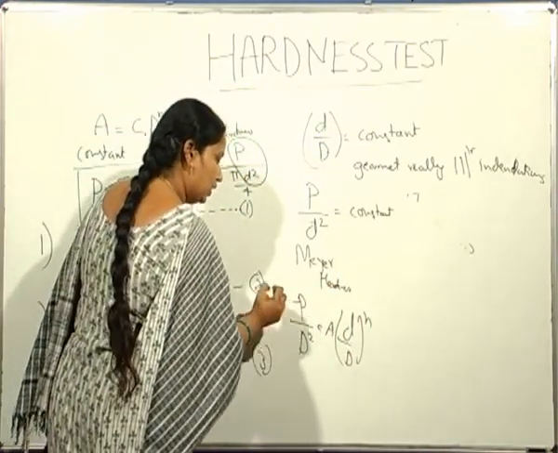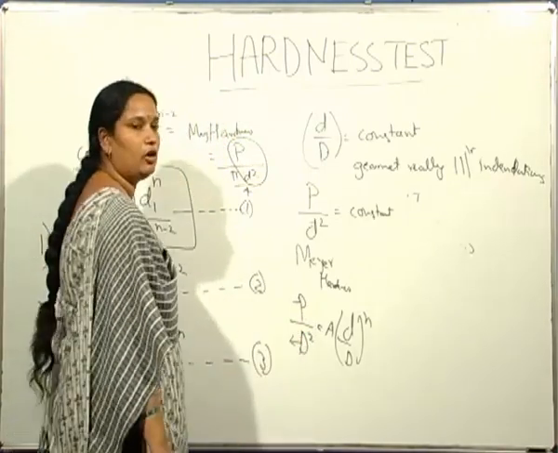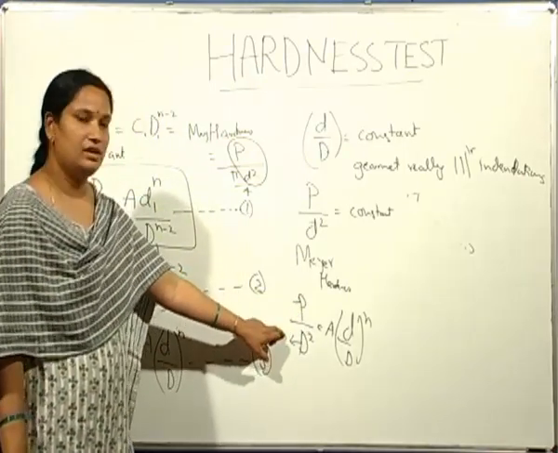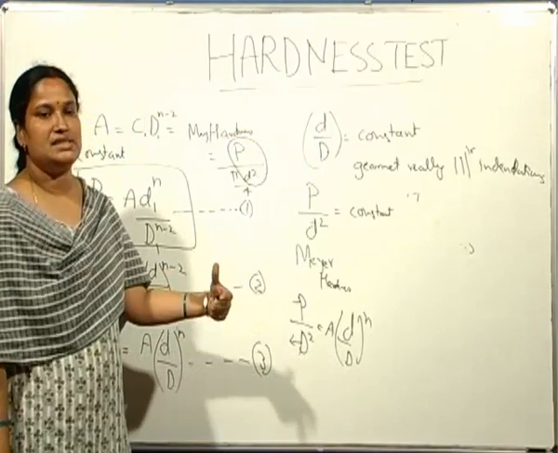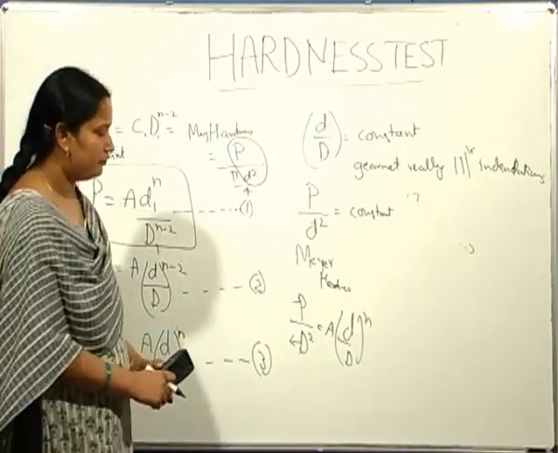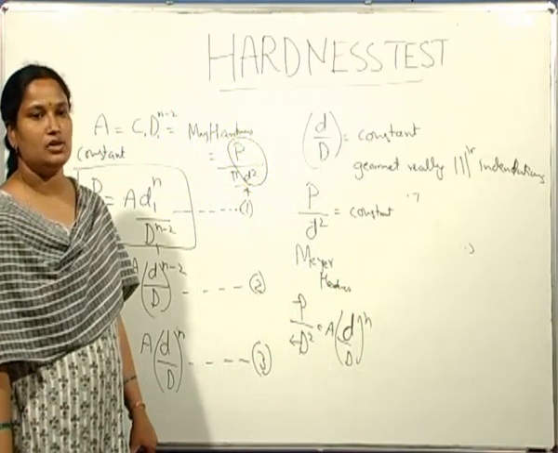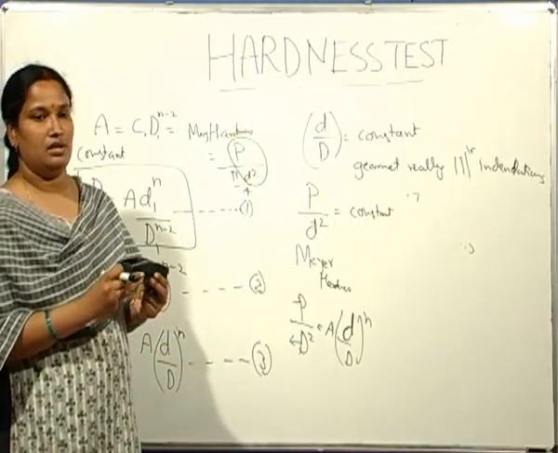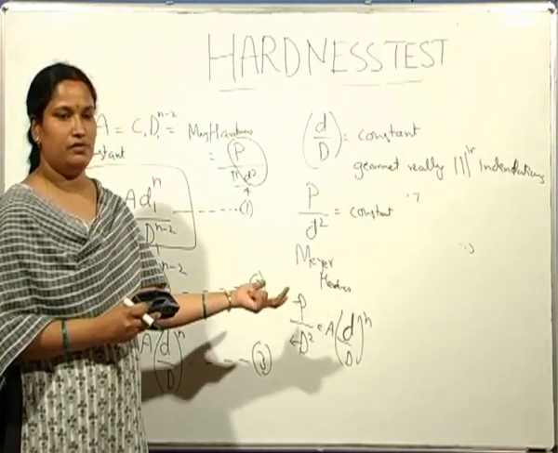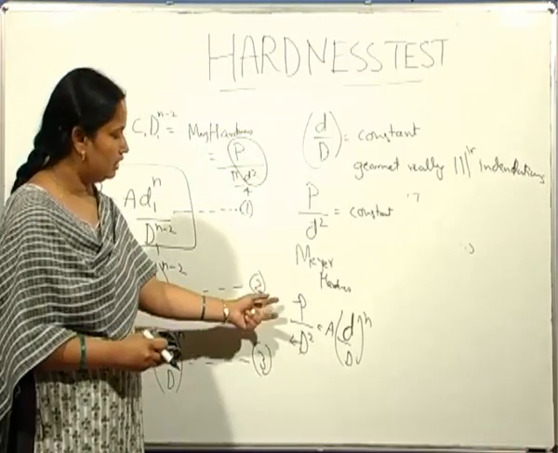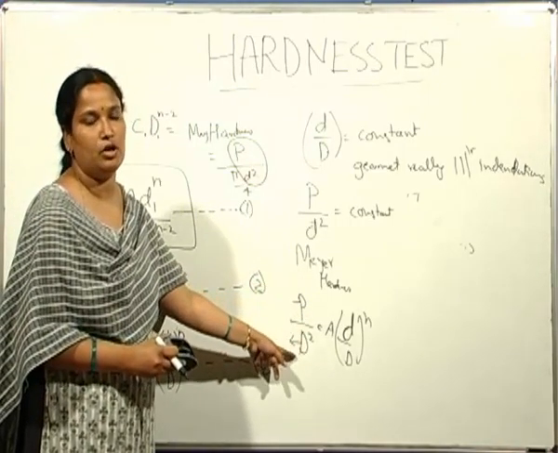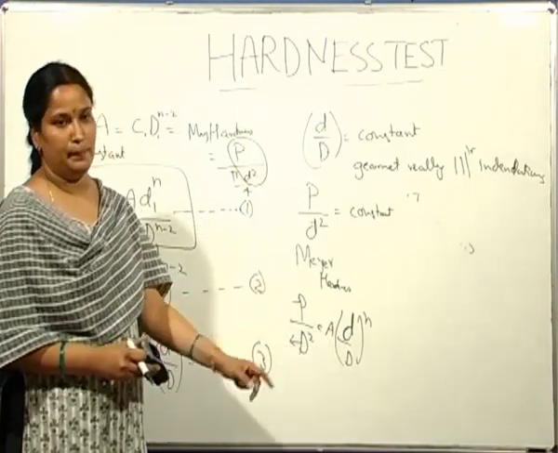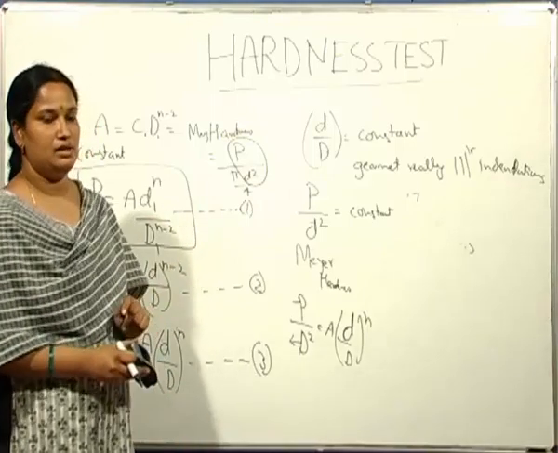For different loads and for different diameters of indenters, one can obtain the same hardness value if the small d by capital D is constant. That is, for the case of geometrically similar indentations, one can achieve the same hardness values if the load or the diameter of the indenter is varied. So this can be achieved practically. I'll give you one example.